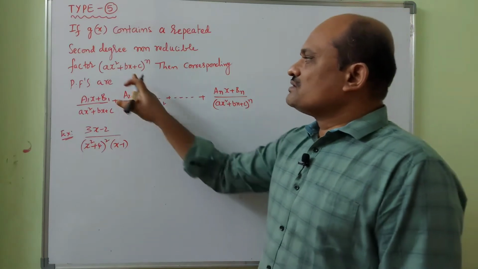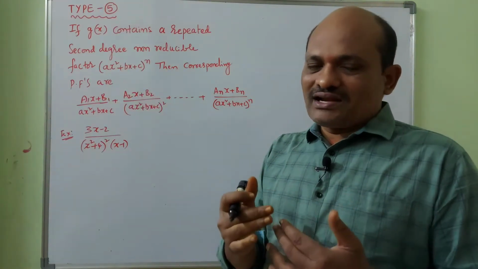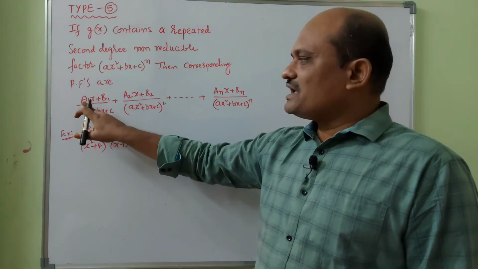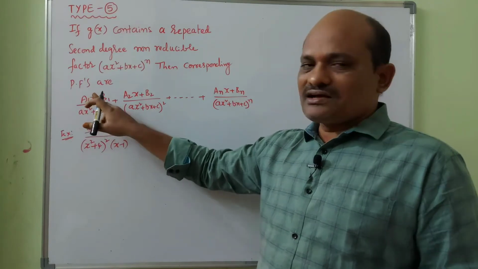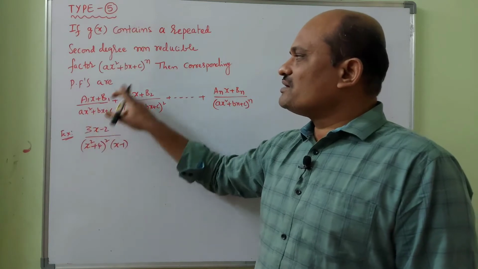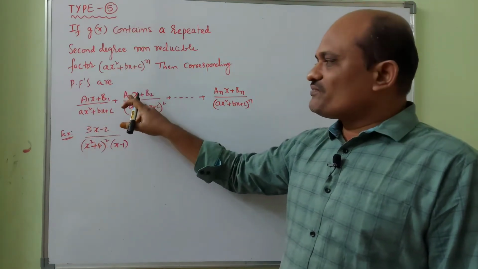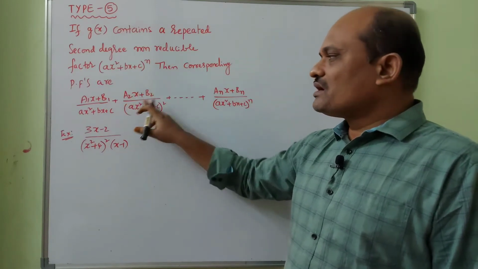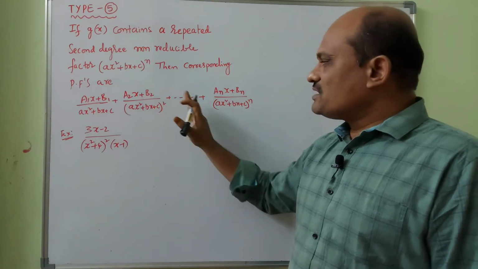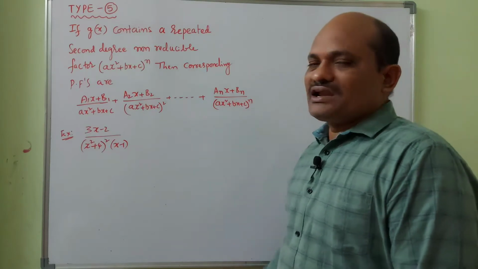What to do? I told you already, for a second degree factor you have to take a first degree numerator and resolve. So the procedure is, you take a linear factor, say a1 x plus b1, with some constants a1, b1, and write the linear factor divided by ax square plus bx plus c. Next, again take a linear factor a2x plus b2 divided by the whole square. Like that you write increasing powers. This is the way of writing partial fractions.